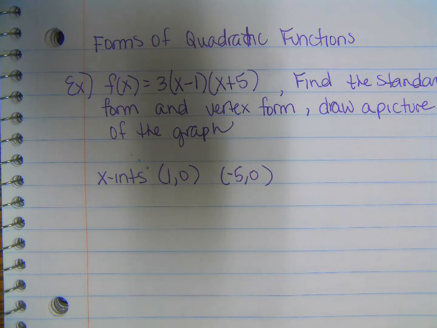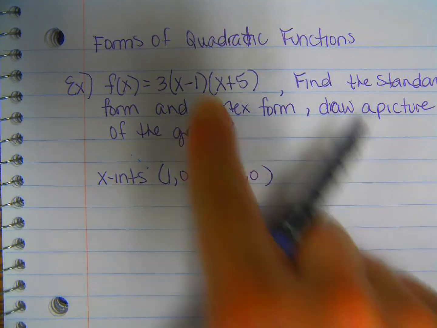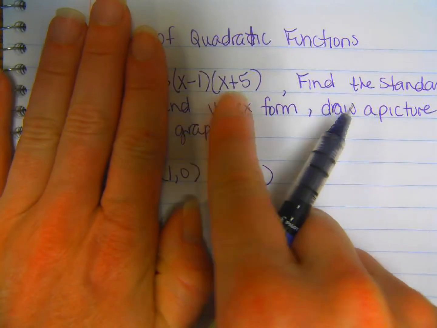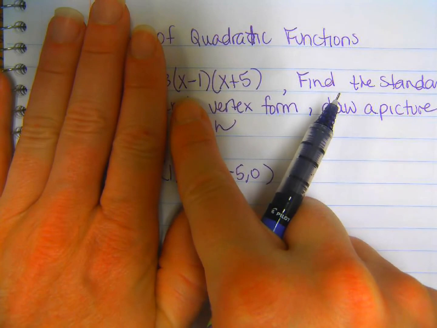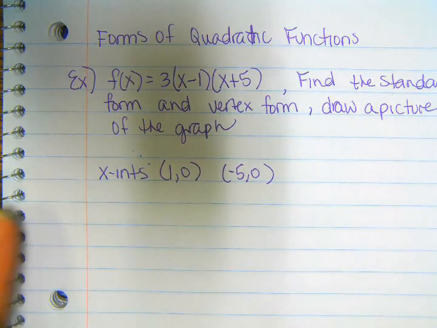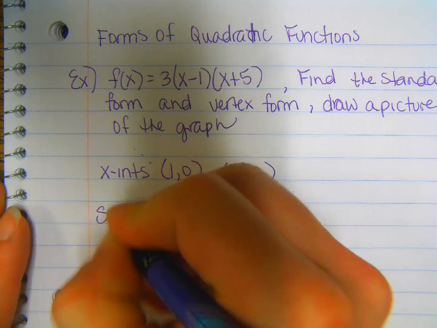Okay, pretty easy to standard form. All you're going to do is multiply this out. When you're doing that, you're going to want to multiply these two binomials and then distribute the 3 last. That's the way, I would say, that gives you the least errors. So let's do it.